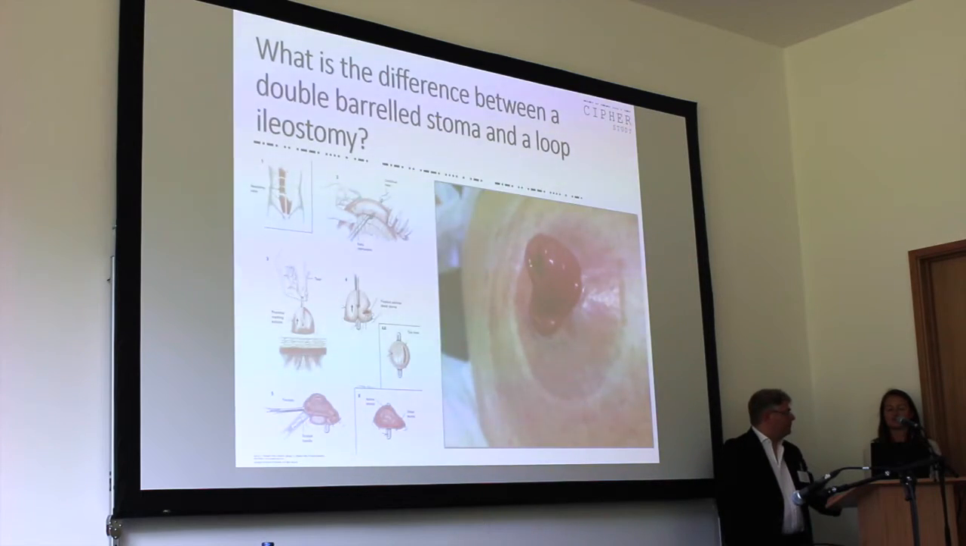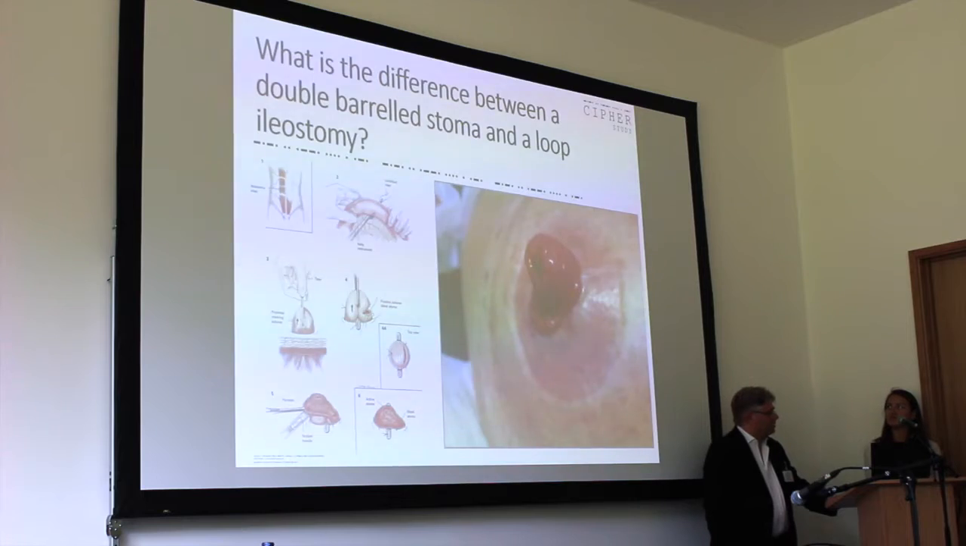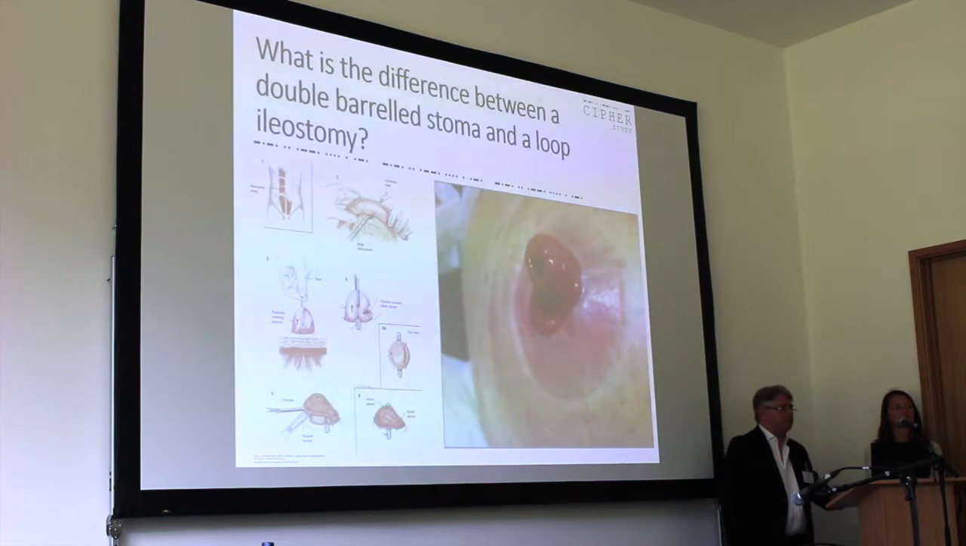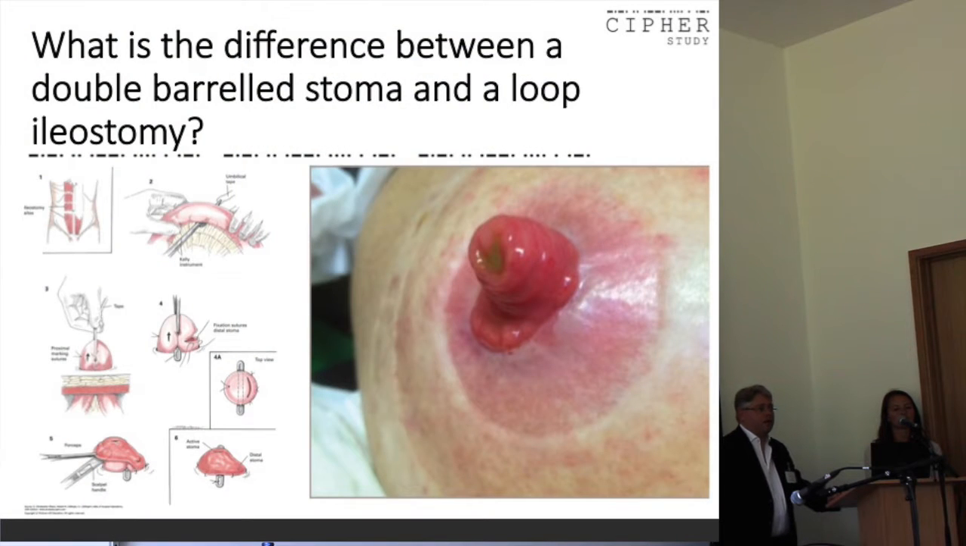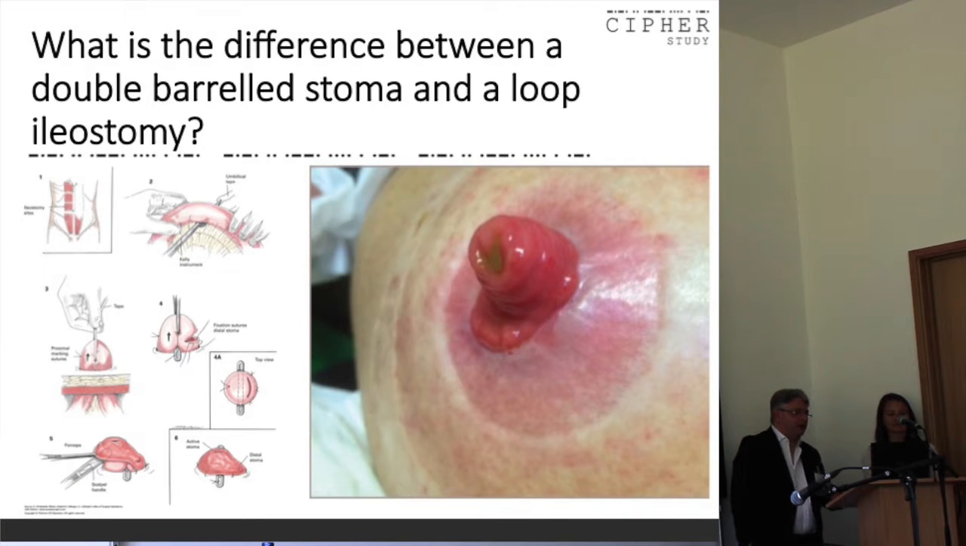We get a question, not infrequently, what's the difference between a double-barreled stoma and a loop stoma, a loop ileostomy? This is interesting because I would have thought that the surgical PIs should have been engaged enough to help answer this question locally, but it clearly hasn't always been that way. But for education purposes now, for anyone who hasn't managed to appreciate the subtle difference.